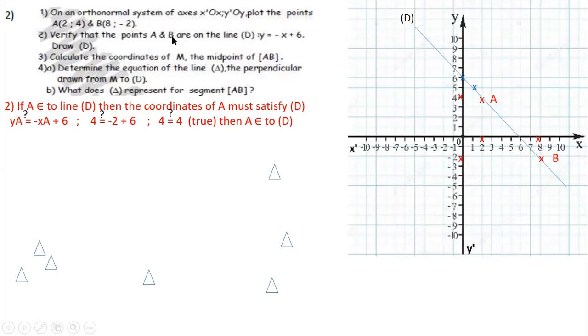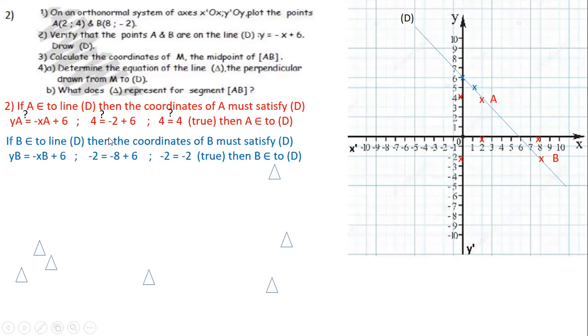I have to verify the other point B also. The same way I write, if B belongs to line D, then the coordinates of B must satisfy D. So yB, is it equal to minus xB plus 6? If I get 2 equal sides, then it belongs to line D. After replacing yB and xB, I got minus 2. Is it equal to minus 2? Of course, this is true. Then point B also belongs to line D.